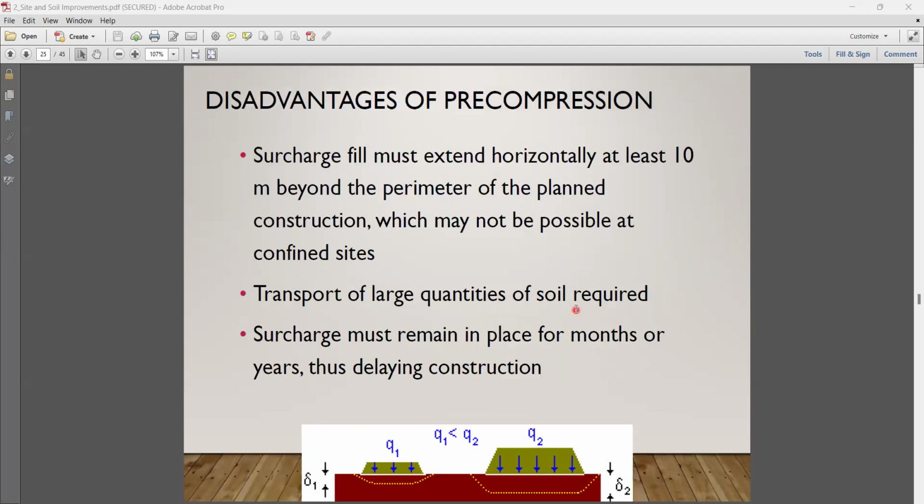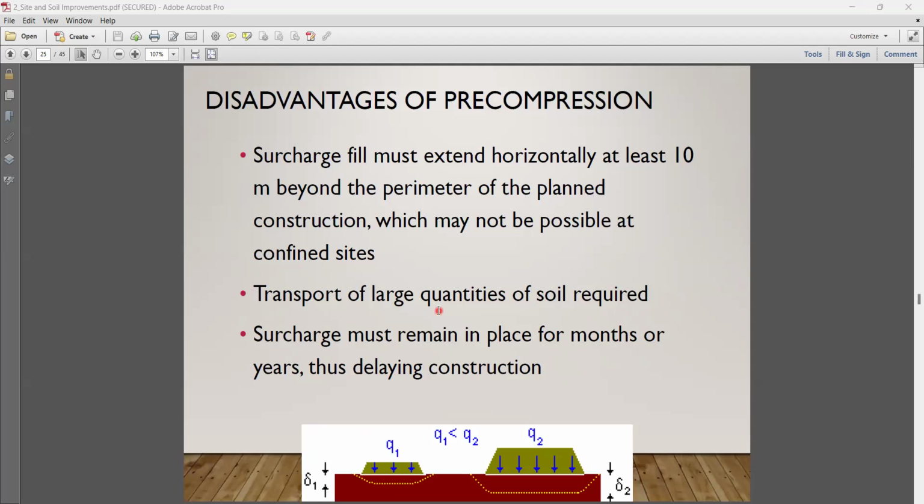Disadvantage: the surcharge fill must extend horizontally. If your land is here and you want to compact it, you have to get the neighbor's land as well. Why? You can see you need a bit more space to compact this area. Then moving large quantities of soil is required. Imagine having this pre-compression during rainy time, it's going to be very difficult.